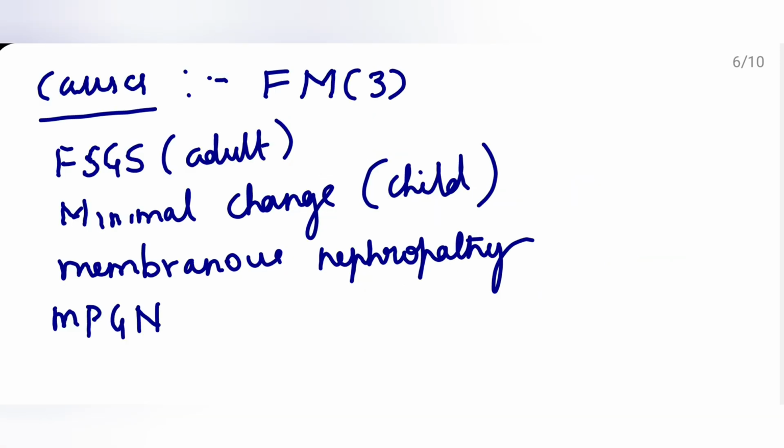What are the causes for this? In adults it is focal segmental glomerulosclerosis. In children it is usually minimal change disease. Also membranous nephropathy and membranoproliferative glomerulonephritis.